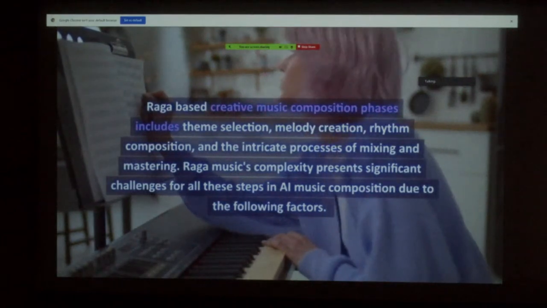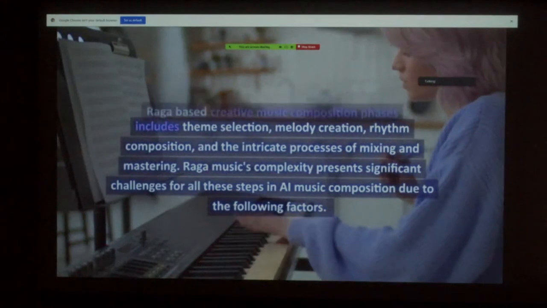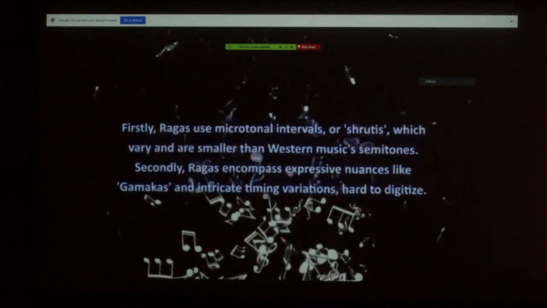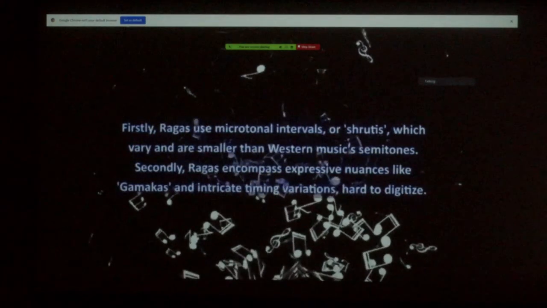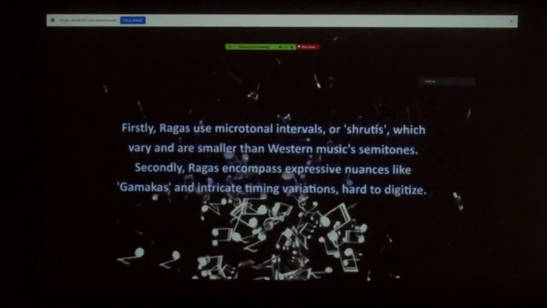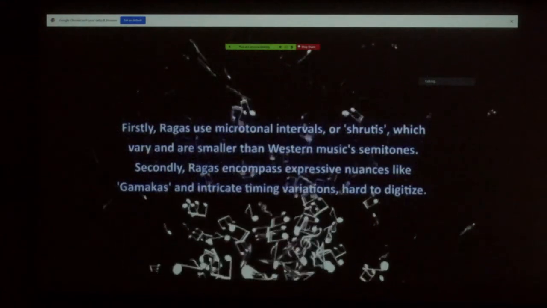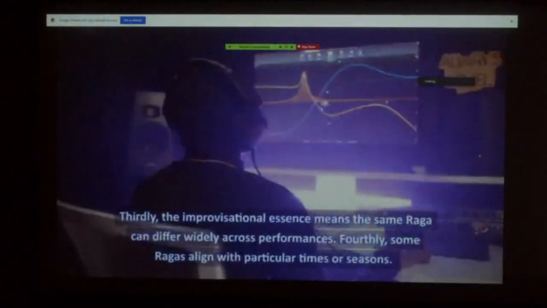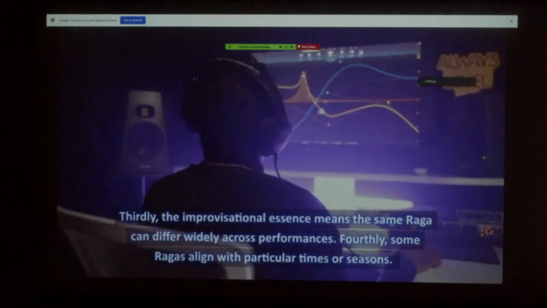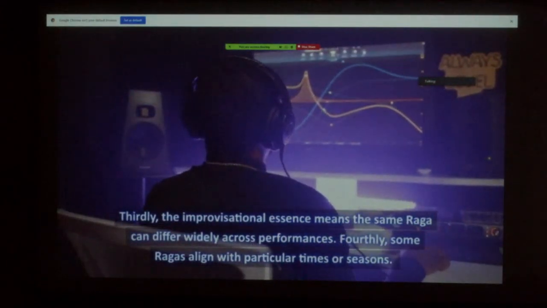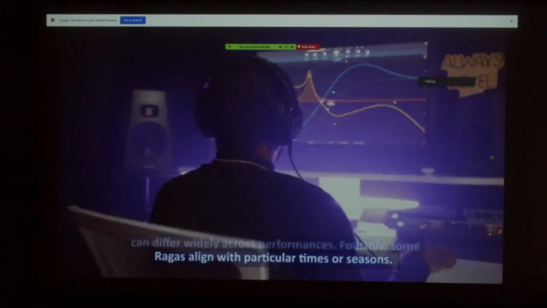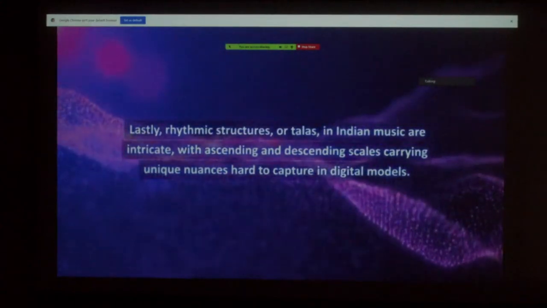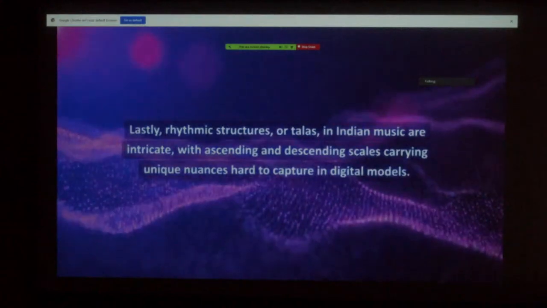Raga music's complexity presents significant challenges for all these steps in AI music composition due to the following factors. Firstly, ragas use microtonal intervals, or shrutis, which vary and are smaller than Western music's semitones. Secondly, ragas encompass expressive nuances like gamakas and intricate timing variations, hard to digitize. Thirdly, the improvisational essence means the same raga can differ widely across performances. Fourthly, some ragas align with particular times or seasons. Lastly, rhythmic structures, or talas, in Indian music are intricate, with ascending and descending scales carrying unique nuances hard to capture in digital models.